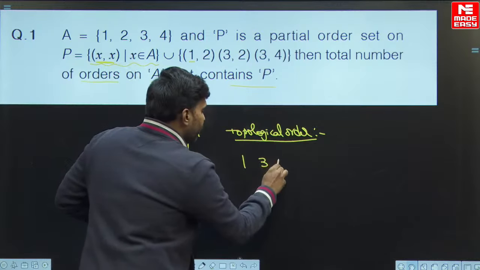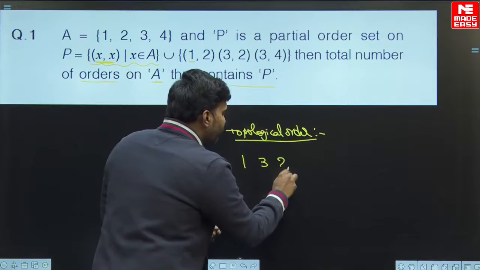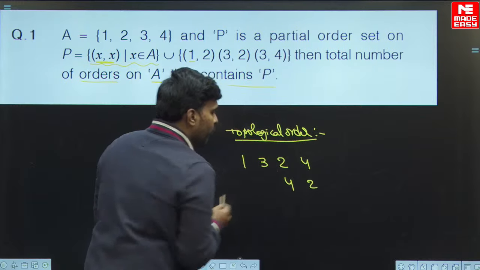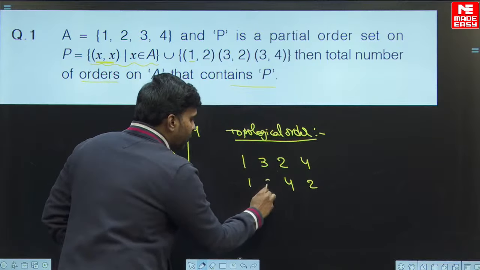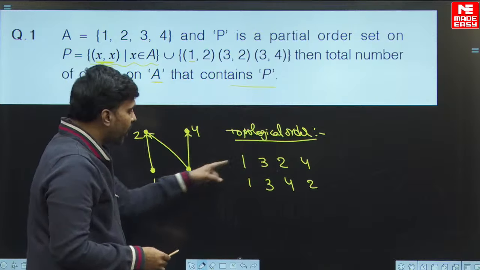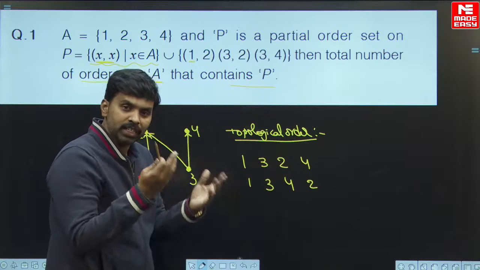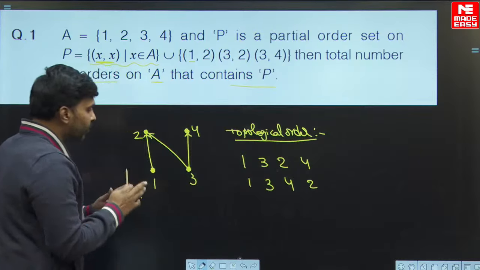So therefore here, 2 and 4 are not connected, so we can take 2 4 here, or you can take 4 2 here, right or not? So then here we can write the 1 3 4 as this. If I take 1 3 again here, then 1 3 2 4 is one topological order, 1 3 4 2 is another topological order, right or not?